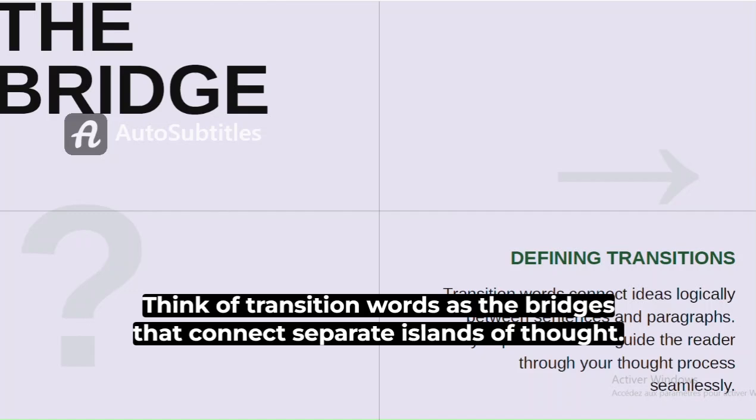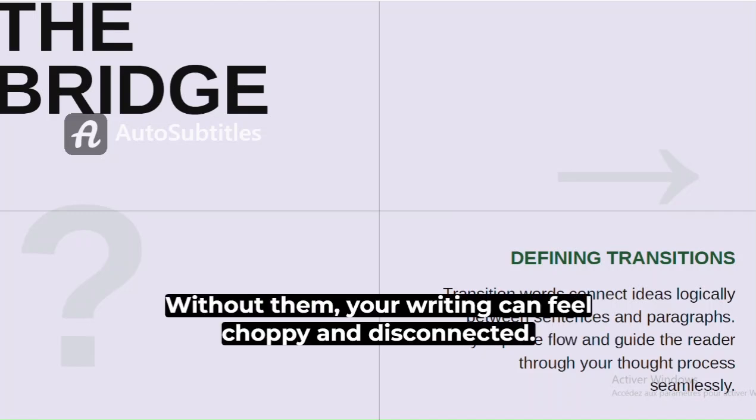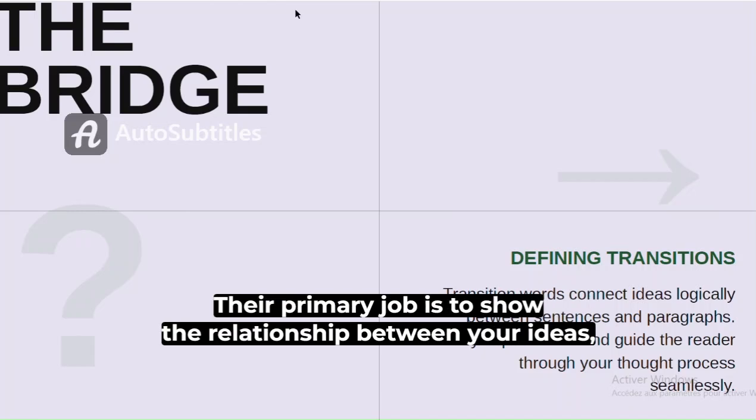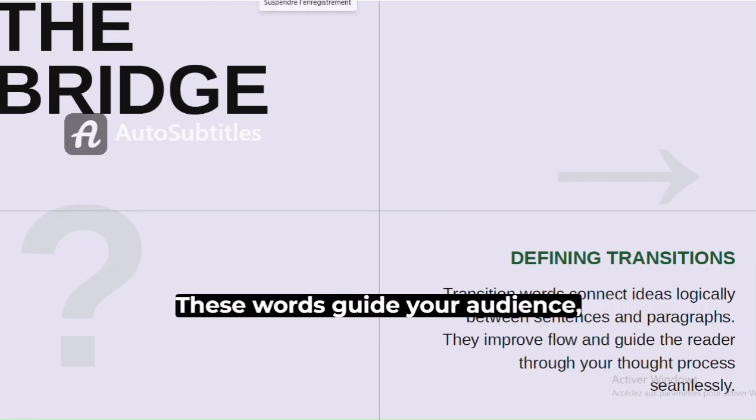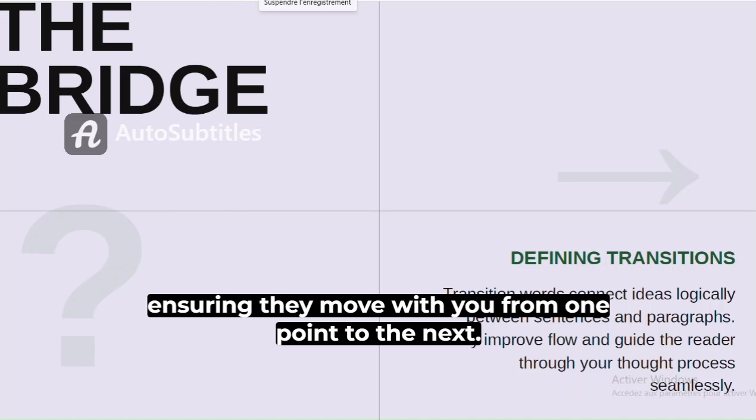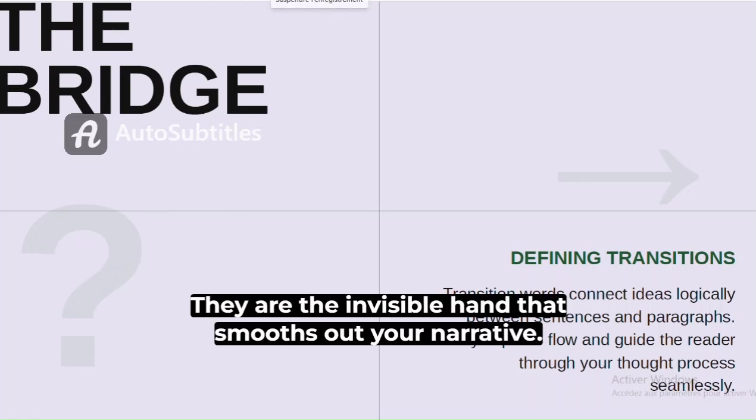Think of transition words as the bridges that connect separate islands of thought. Without them, your writing can feel choppy and disconnected. Their primary job is to show the relationship between your ideas, making it much easier for your reader to follow your logic without getting lost. These words guide your audience, ensuring they move with you from one point to the next. They are the invisible hand that smooths out your narrative.